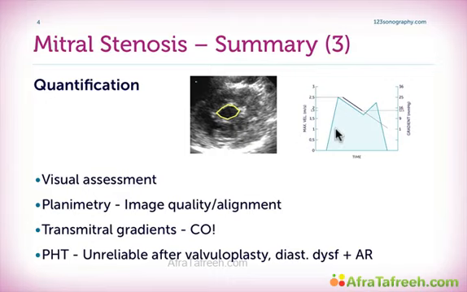Transmitral gradients, especially the mean gradient. However, beware that this gradient is very strongly influenced by cardiac output. And pressure half-time, which is unreliable after valvulopathy, cannot be used in the setting of diastolic dysfunction, and has to be applied with caution in the presence of aortic regurgitation.